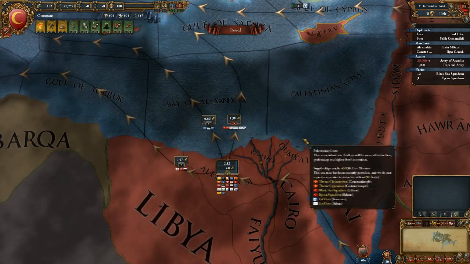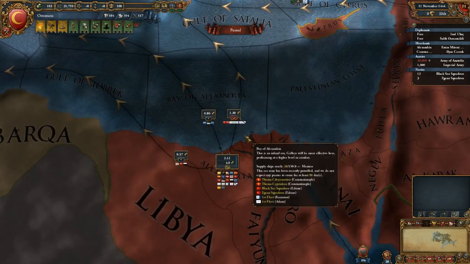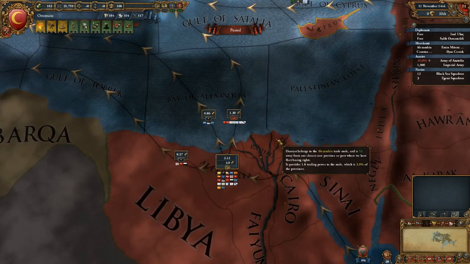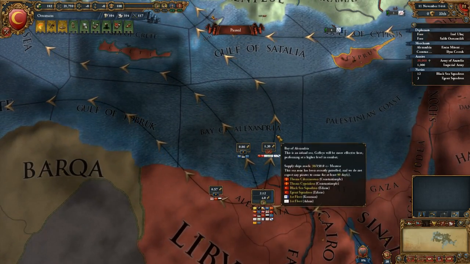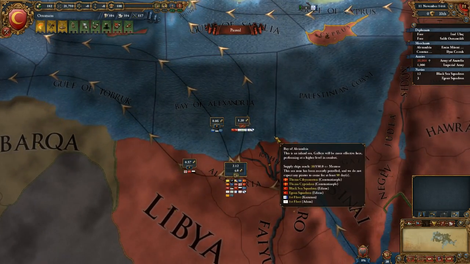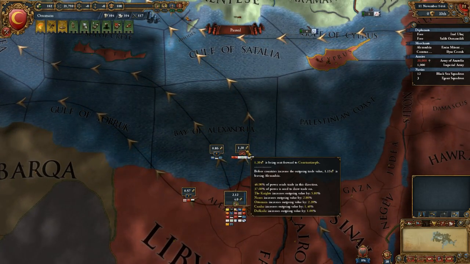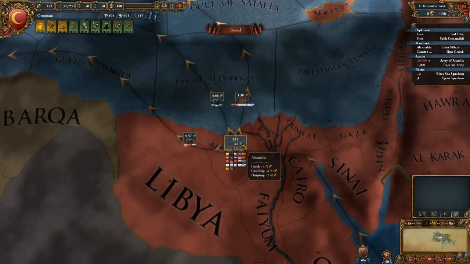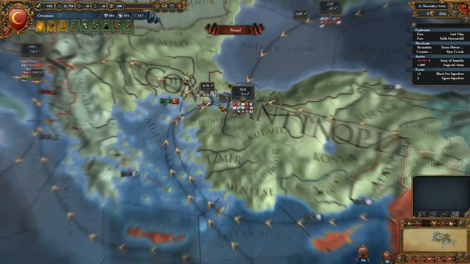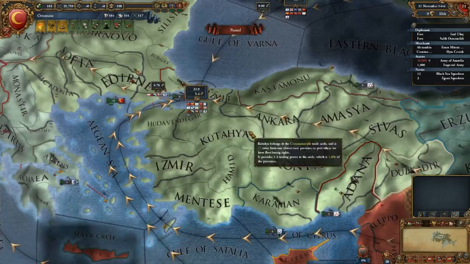On the other hand, we really do want it going to Constantinople. These will update after the game has started running again. When it's paused, it doesn't do the necessary calculations. But you can see here that 1.3 gold is being sent forwards to Constantinople. And that about covers the basics of trade.